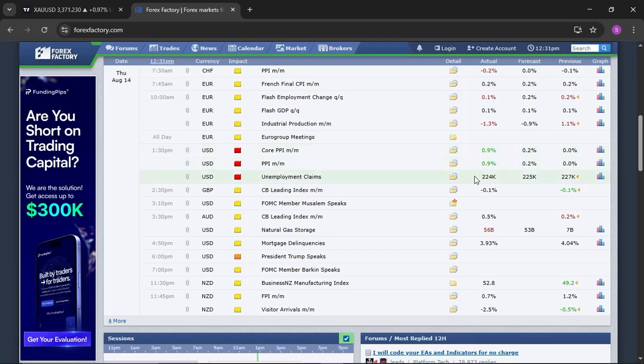This one shows green, and this one comes out just as expected, which is good for the currency. So now there is a situation where maybe two of these come out green and one comes out red. You might see a manipulation in the market. The market might go and buy and come back and sell. That's manipulation. So when you see news like that, you have to trade with caution.